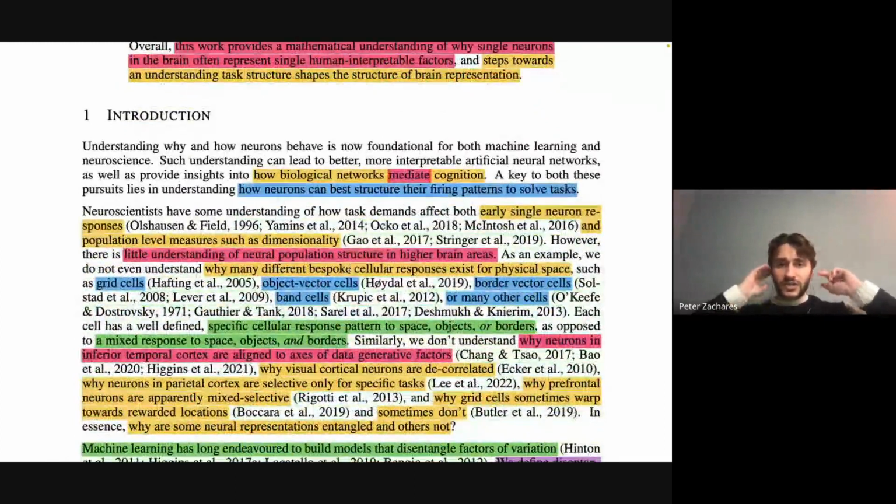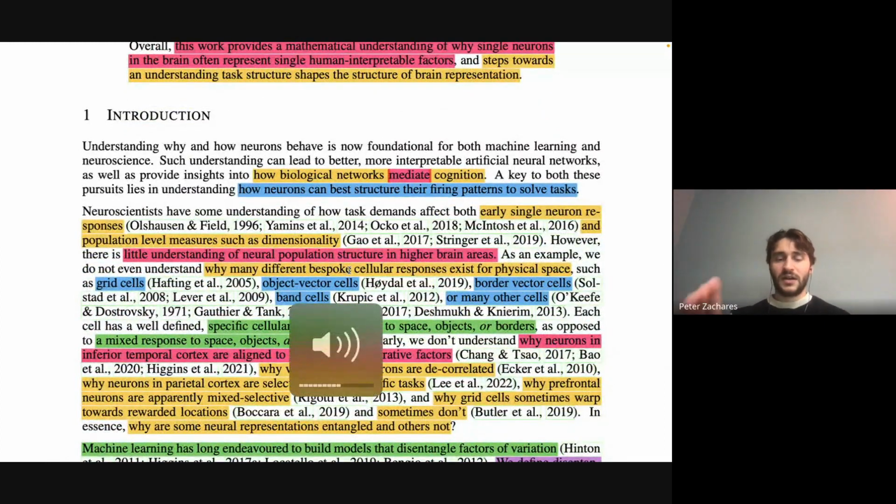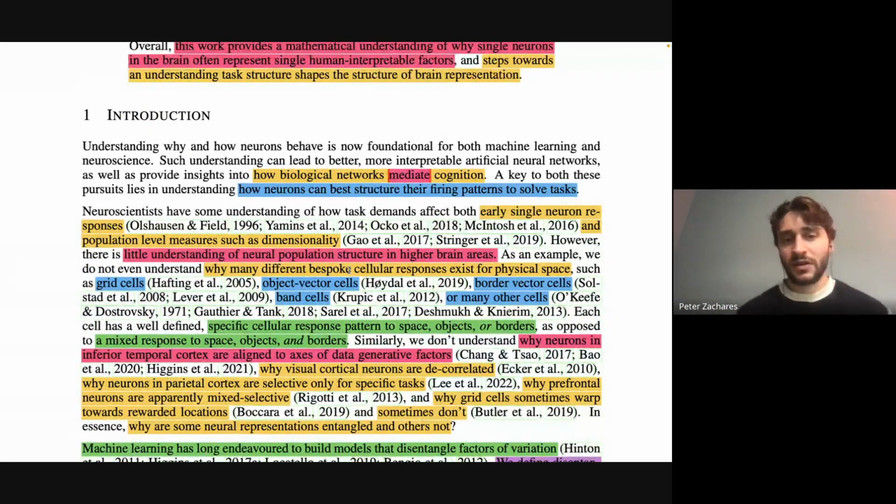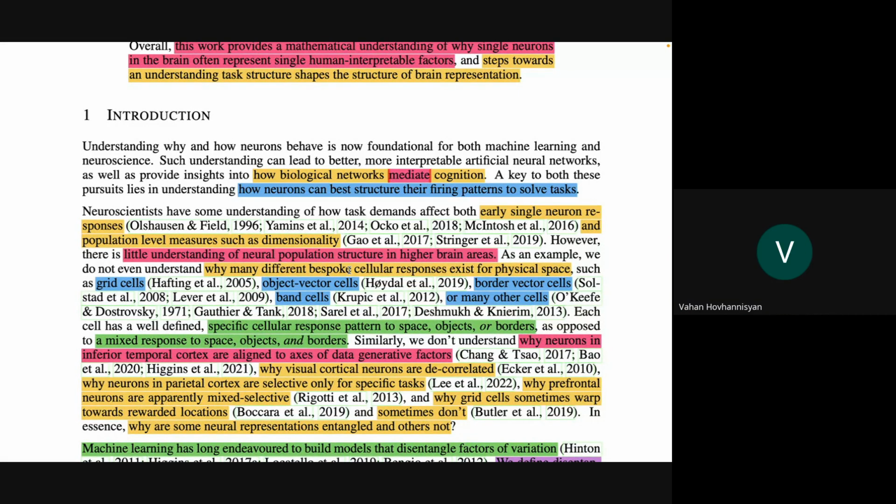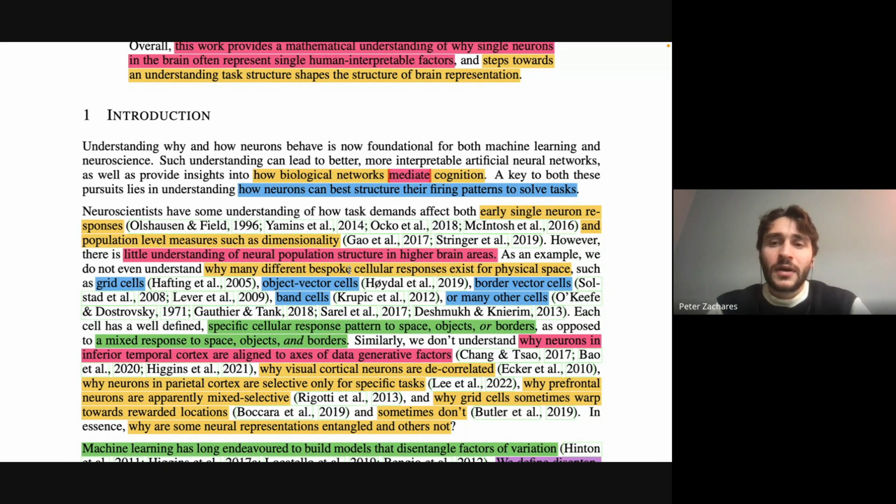In the introduction, they just talk about how... if there's a comment or question, feel free to just, maybe Vahan, can you read it out? Unless it's not important. Okay, so there is no comment. You can continue. Okay, thank you.